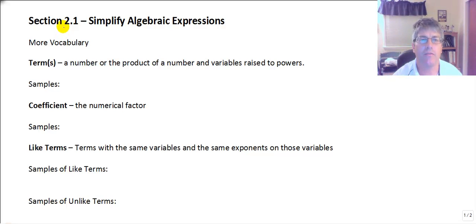Welcome back. In this video, we are going to work on simplifying algebraic expressions. We're going to begin with some more vocabulary, starting with term.